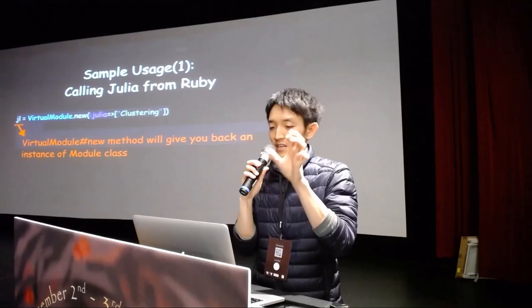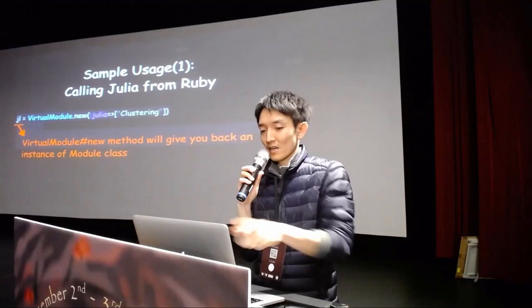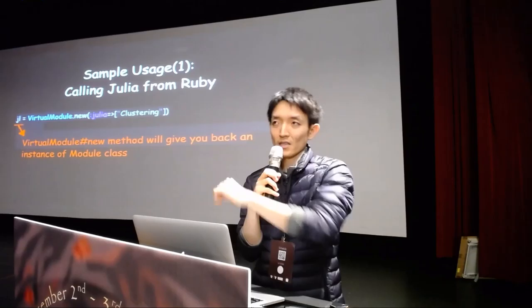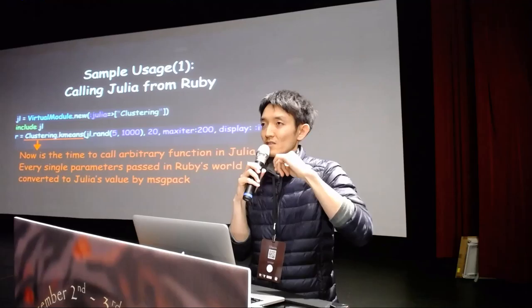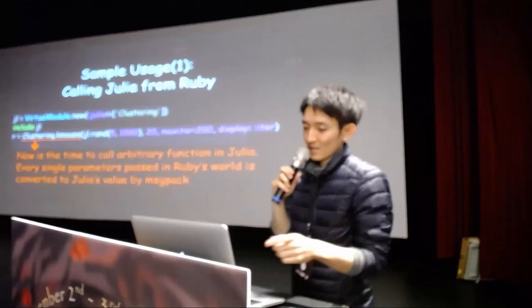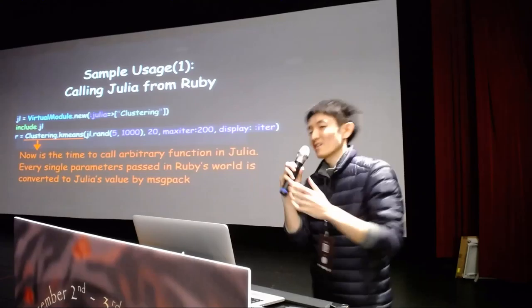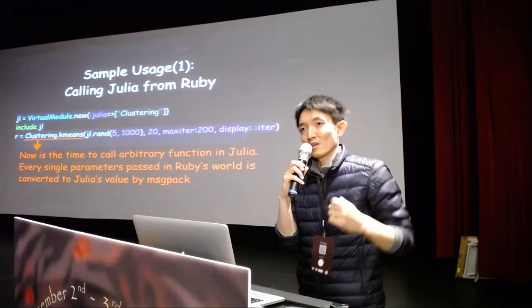just returns the instance of the module class, so in this source code, the jl local variable holds just the module. Because it's a module, you can include that jl local variable. After the include, you can send any message to that jl local variable, right? So now you can call any Julia packages as you want, like this. So Clustering. Clustering is not a Ruby class, right?